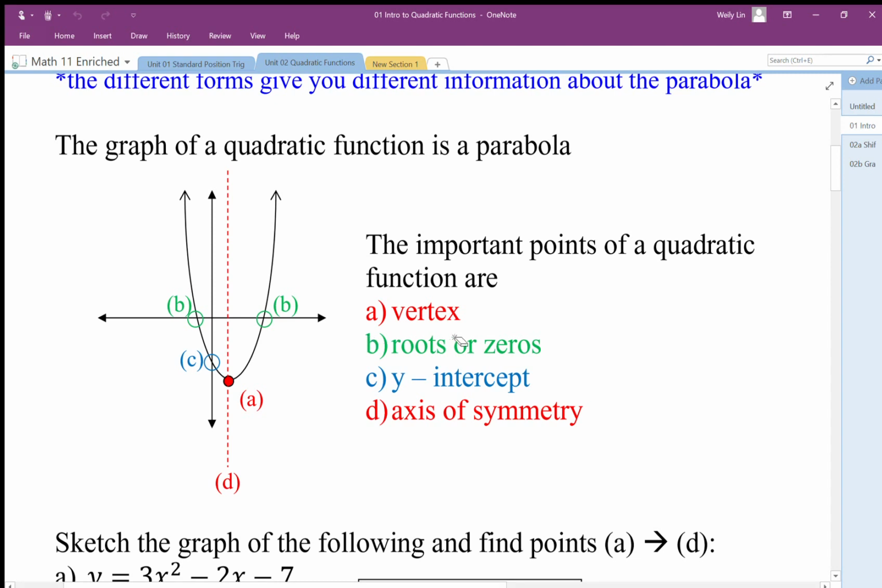So B are the roots and zeros. So we always want to know where things cross the x-axis. These are called roots, okay, because these allow us to solve equations later on. Okay, and it also tells us something about the graph.